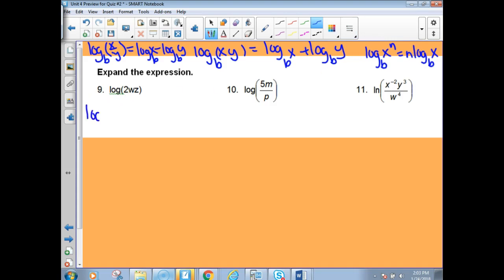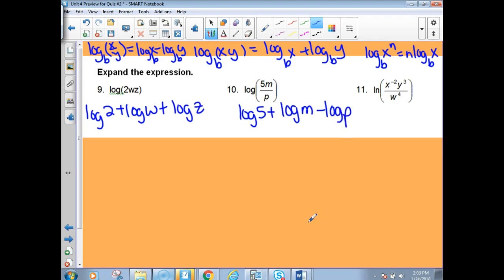So this would be log of 2 plus log of w plus log of z. This one would be log of 5 plus log of m minus the log of p. Yes? Questions about 9 or 10?